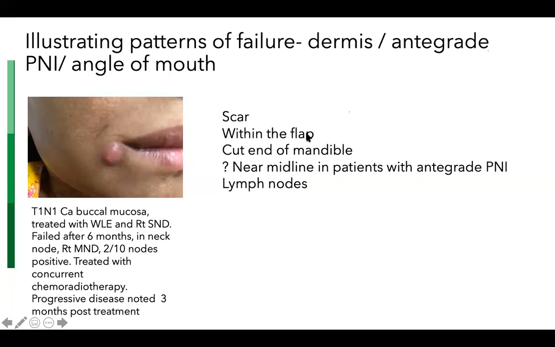So within the flap, if we have covered the flap properly, that is a failure of biology, maybe because of hypoxic cells being present there. Cut end of the mandible. I didn't get a picture of this, though I have it somewhere in my mail. But cut end of the mandible, we really need to pay attention to when we are drawing our target. Then there is a postulate that we need to treat antegrade in a patient who has a heavy burden of perineural invasion, such as the involvement of the main nerve or diffuse PNI. Maybe we need to treat the skin, the dermis.